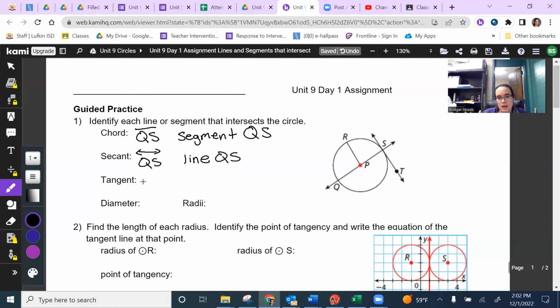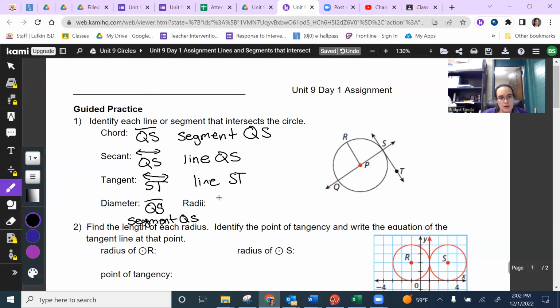Tangent is a line that touches a circle at one point. So that is line ST. Then we're looking for the diameter. So diameter is a chord that goes through the center of the circle, which is segment QS. Again, segment QS for diameter, line ST for tangent.